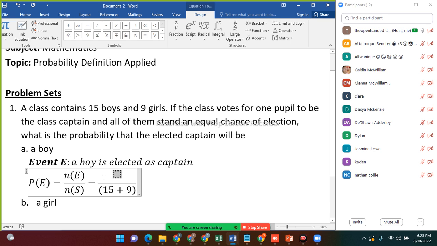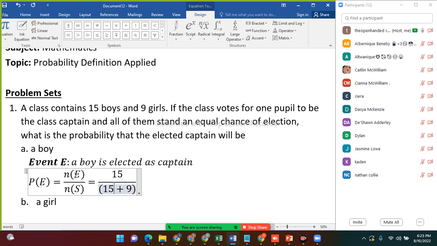Sienna, what's the number of elements? What's the number of outcomes in my event? Sienna stepped out. Okay. Caitlin, answer for me, please. 15. Okay, very good. So why do you say 15? Because there are 15 boys. Very good. There are 15 boys. Excellent.